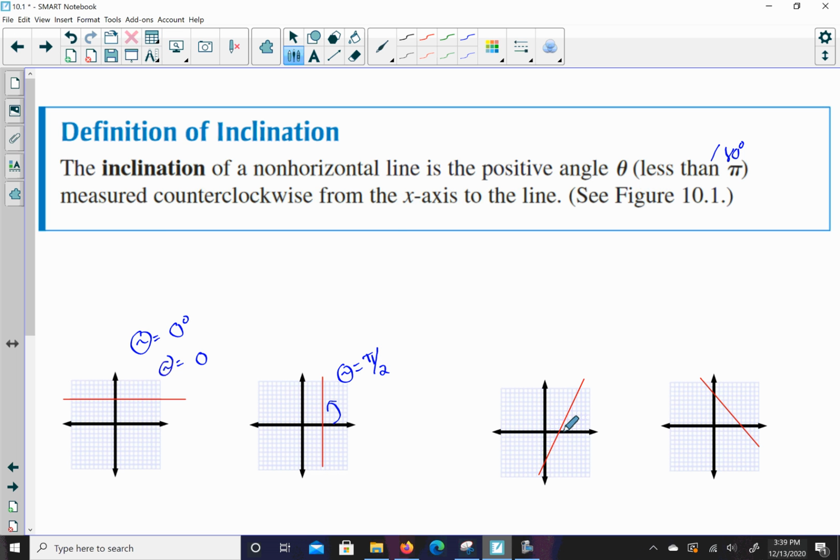This third angle, when I go from the x-axis counterclockwise, I know that my theta is greater than 0 because it's not horizontal, and less than pi over 2, which I can also see is an acute angle. The fourth one, here's my positive x-axis going counterclockwise. I know that I'm larger than 90 degrees, or pi over 2, but I have to be a positive angle less than pi. And this is going to be an obtuse angle. So those are my different angles.